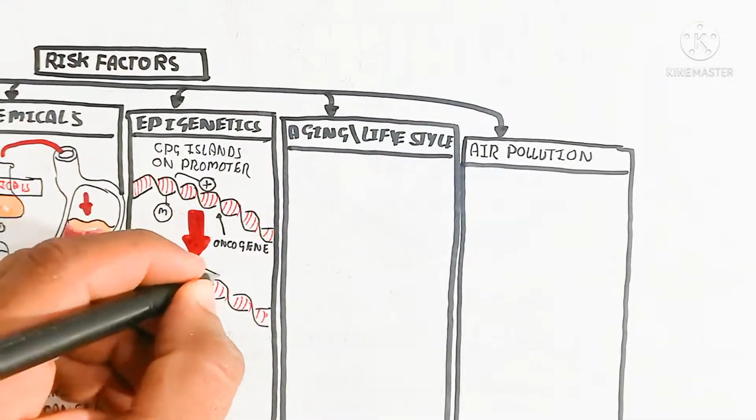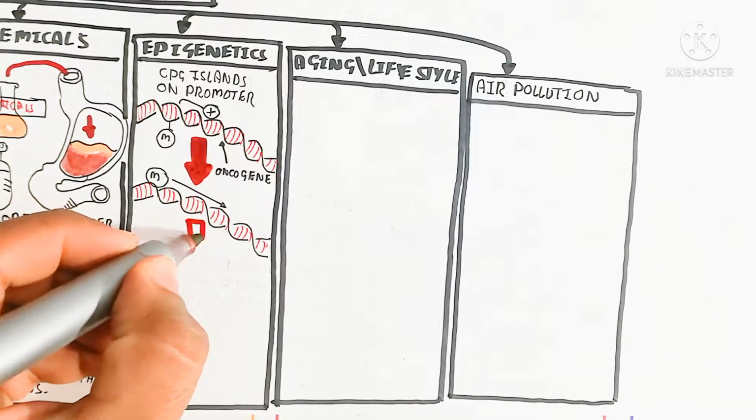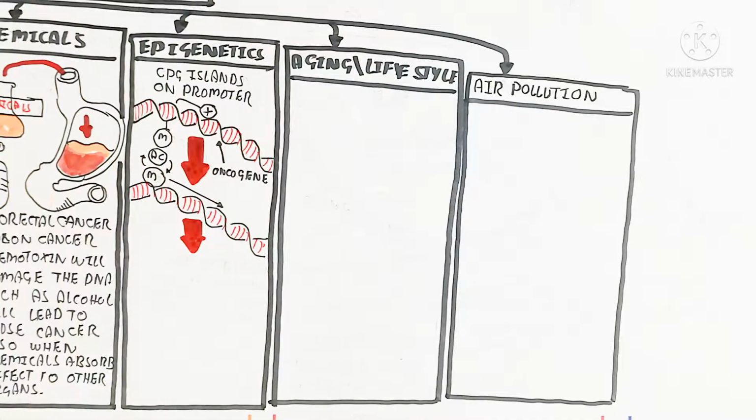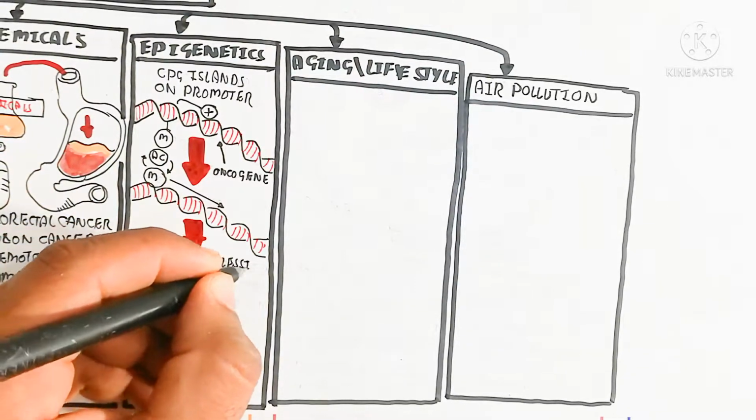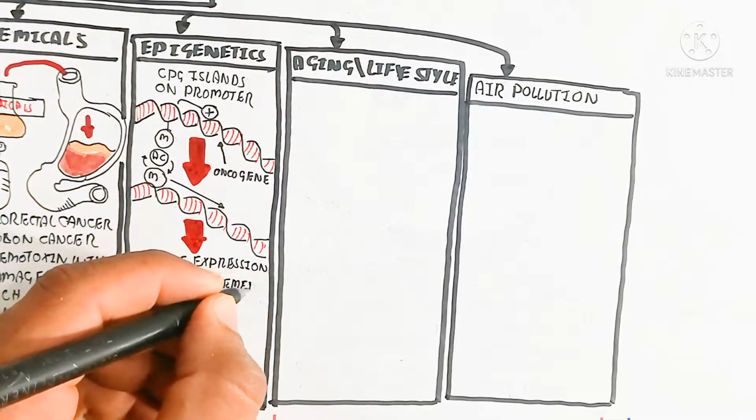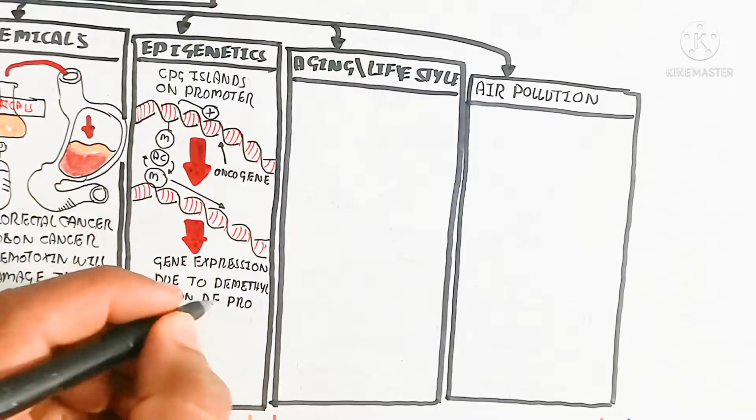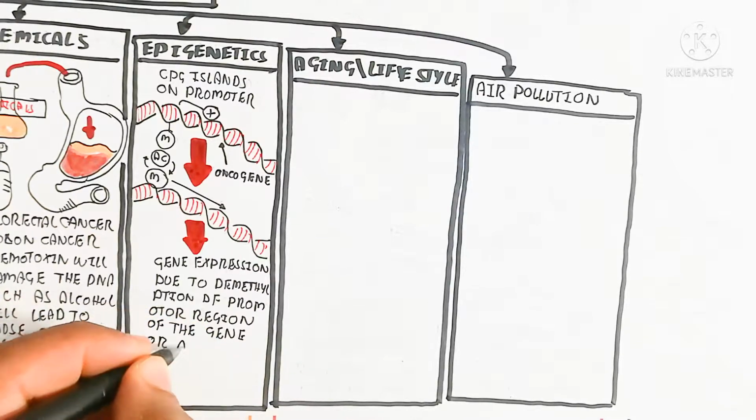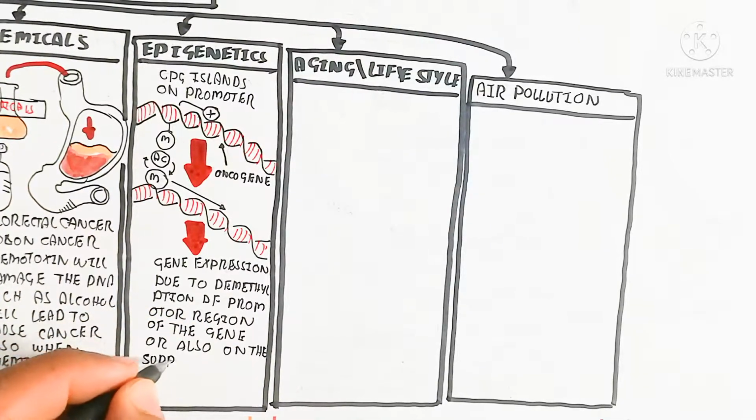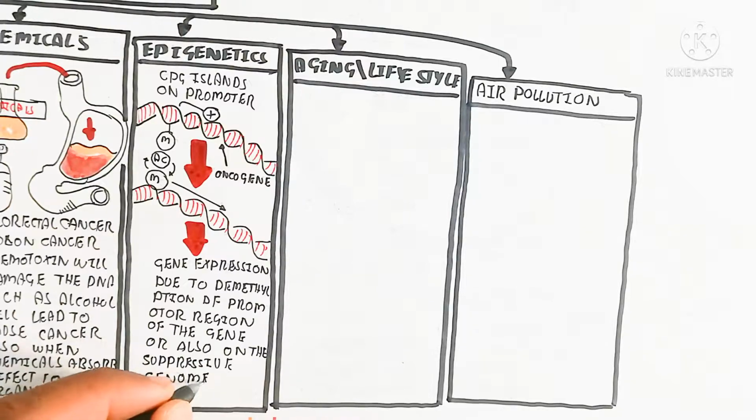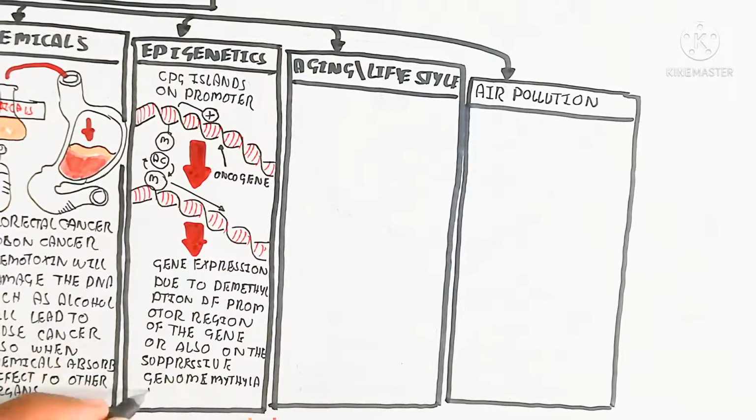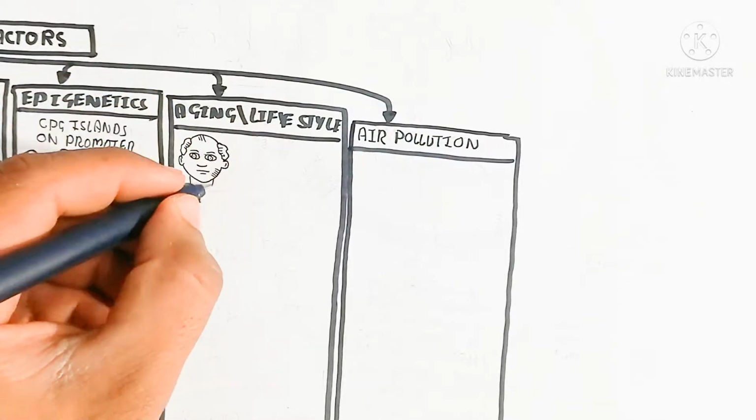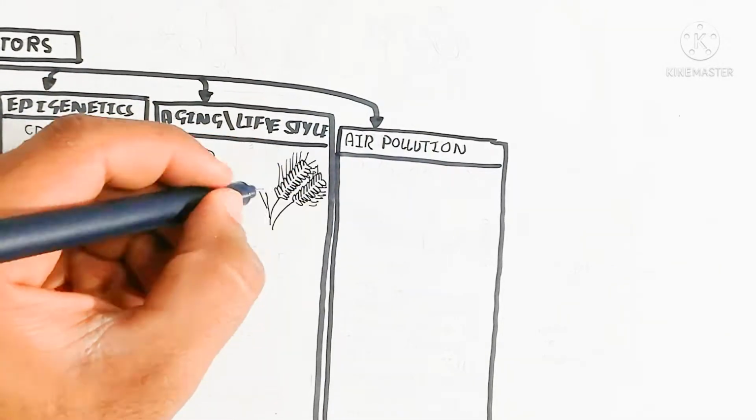So it will lead to cancer due to the mutation of DNA. And here is the epigenetic. Epigenetic means the CpG islands on the promoter region are present, which is repressed after methylation and will not express the oncogene. So when oncogene stimulation occurs, after the acylation or activation of the promoter region, it leads to gene expression due to demethylation of the promoter region of the gene, or also tumor suppressor gene methylation.